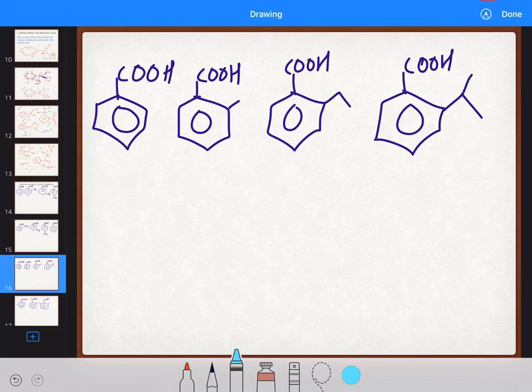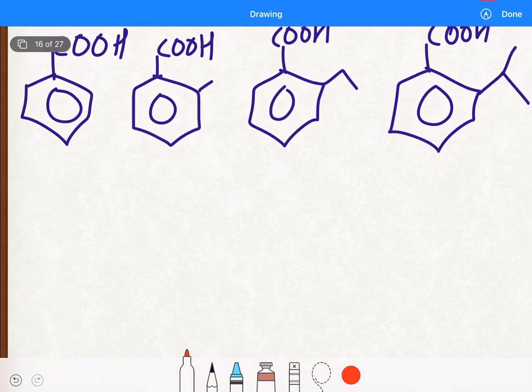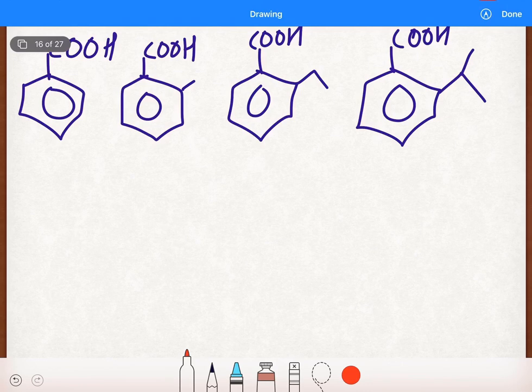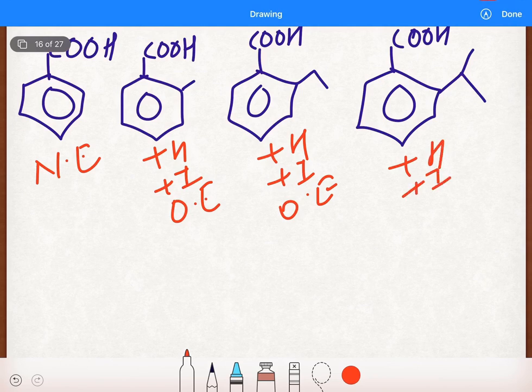Now solve this one. Pause your video and solve this question first. Okay, now see, the first one has no effect, the second one has plus H, plus I and ortho effect, the third one also has plus H, plus I and ortho effect, and the fourth one also has plus H, plus I and ortho effect. Now what do we have to do?